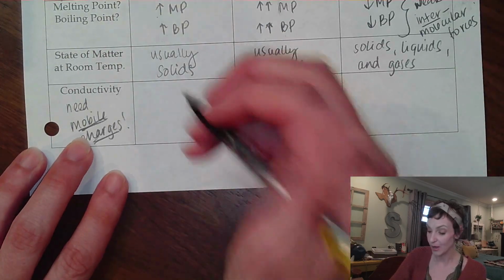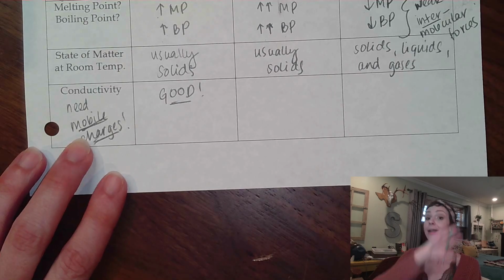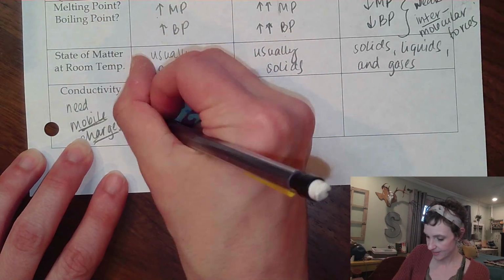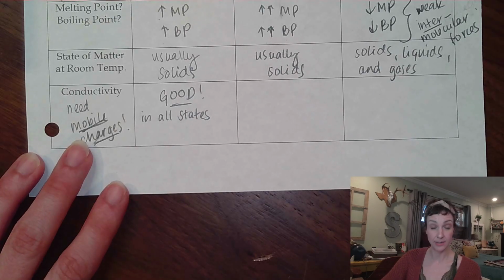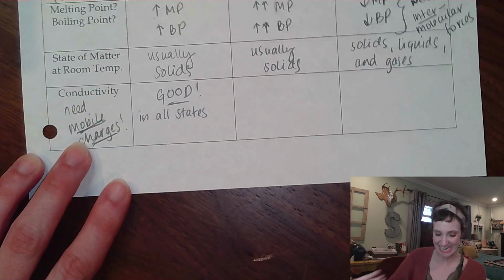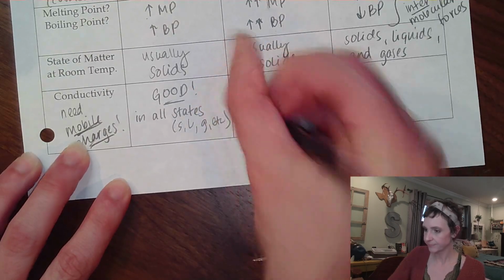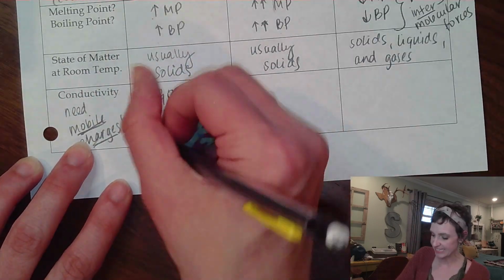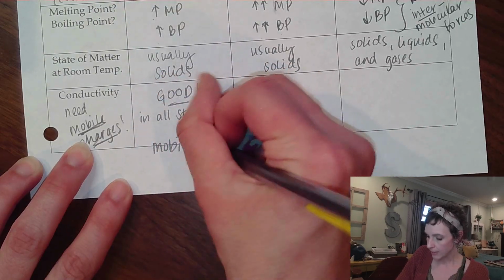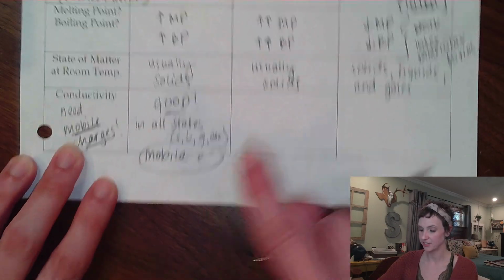So we would say metallic bonds are good conductors. Good. In all states. In all states. And when I say states, I don't mean like the United States of America, like Texas and stuff. I mean like solids, liquids, and gases. So we're going to say solid, liquid, gas, etc. That's a terrible etc. It's fine. You understand what I mean. Okay, and the reason for this is they have mobile electrons. Okay, mobile charges in this case are my mobile electrons coming from my sea of electrons up there.